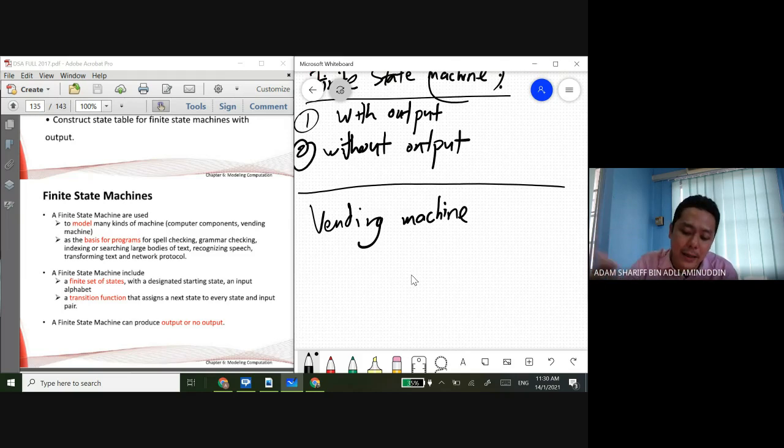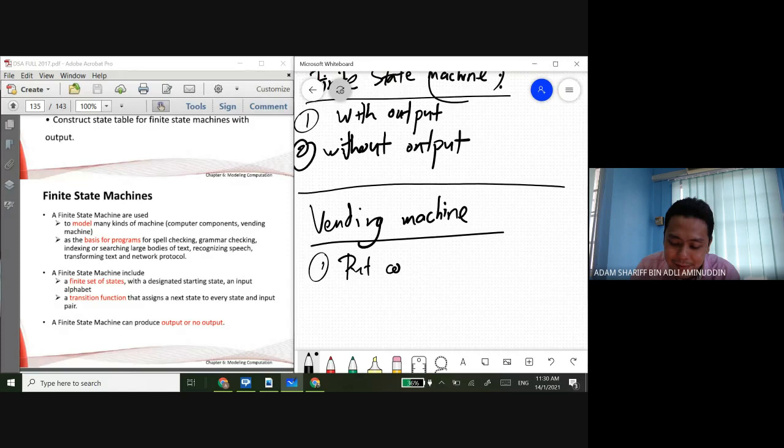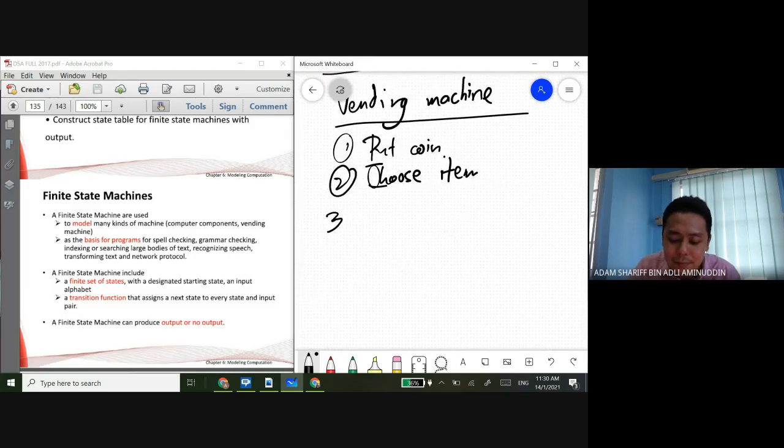So, there are several steps that you need to do here. The first one is put coin. Second, choose item. Third, dispense item. It looks very simple, this machine.